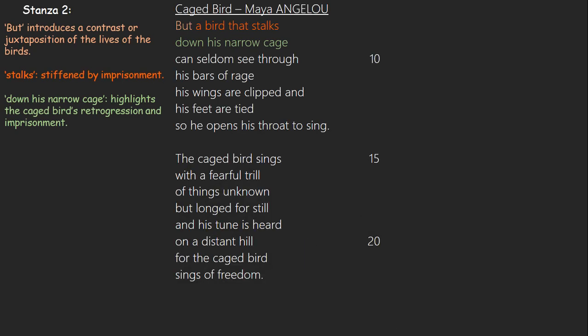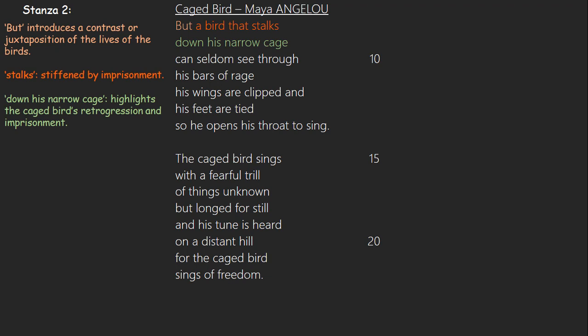In the second stanza, she introduces the life of a second bird. She says, "But a bird that stalks down its narrow cage." The use of the word "but" there introduces a contrast or juxtaposition of the lives of the birds. So there's another bird. And the very first thing she tells us about the caged bird is that it stalks.